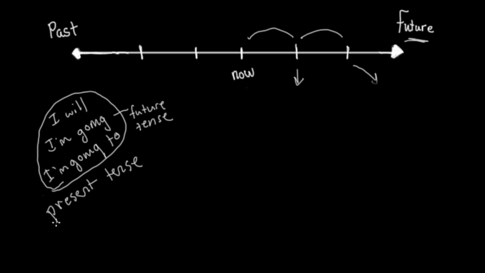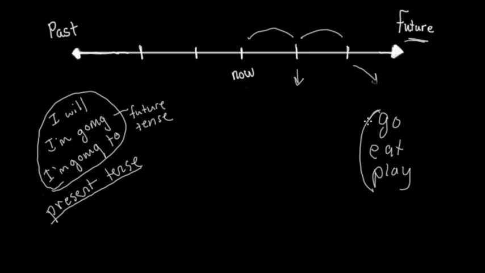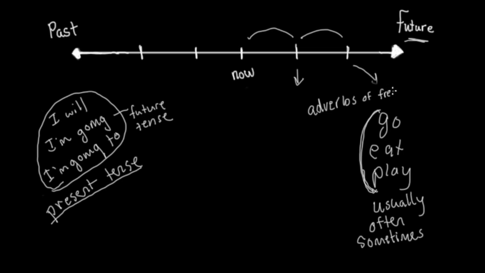Well, the simple present tense, the simple now tense, like just go and eat and play, this kind of verb is actually usually not used to talk about the present. It's used to talk about things we do at certain times. For example, something we usually do, something we often do, something we sometimes do. And these are called adverbs of frequency. And these are just 3 examples. Of course, there are more.